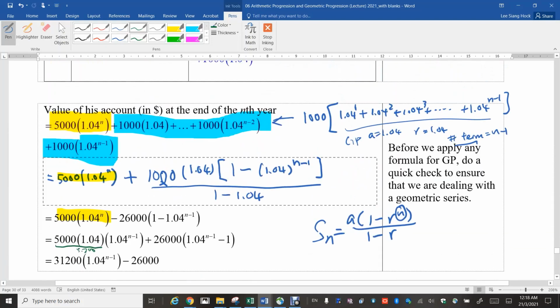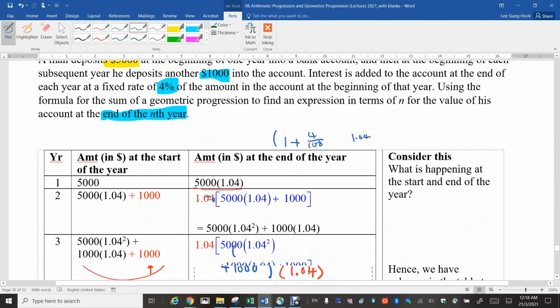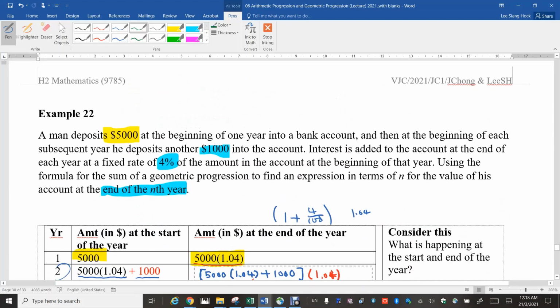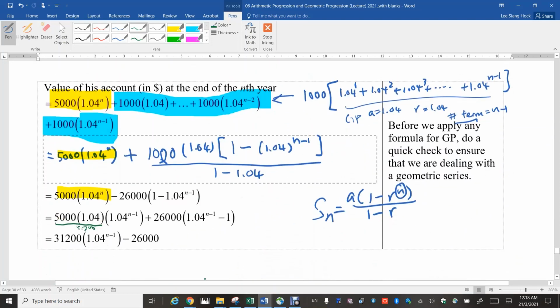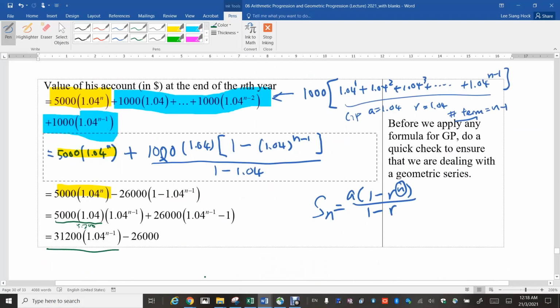So what did the question ask for? The question asked for an expression for the amount at the end of n years. So this is the expression that the question asked for.